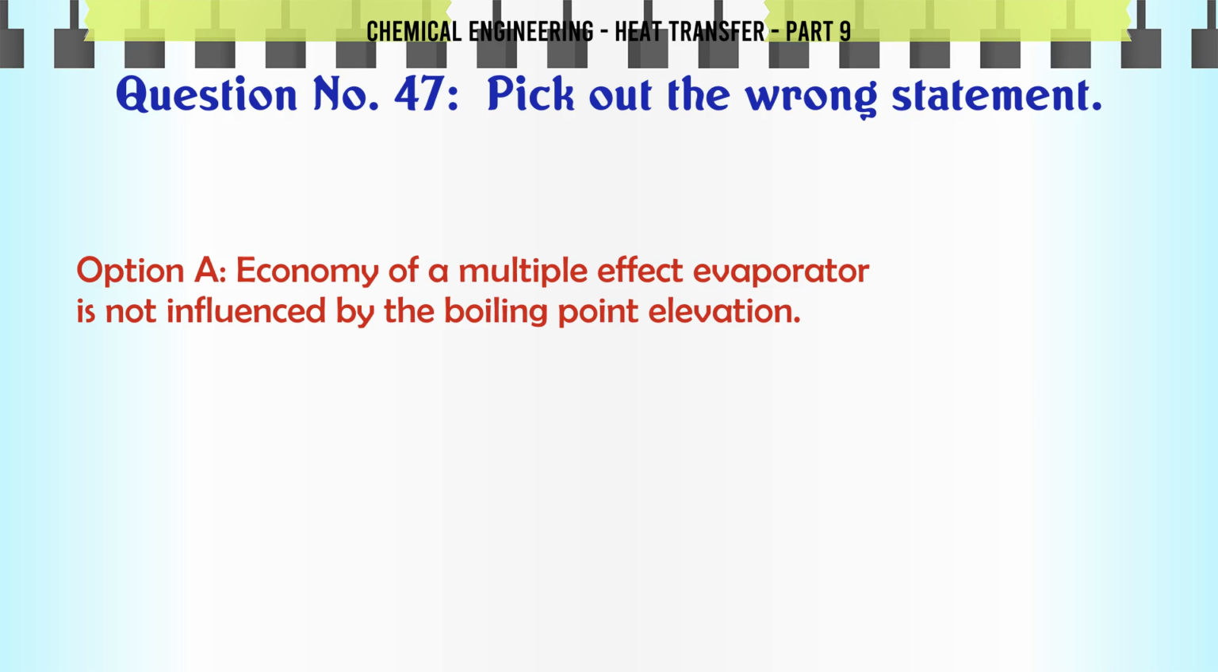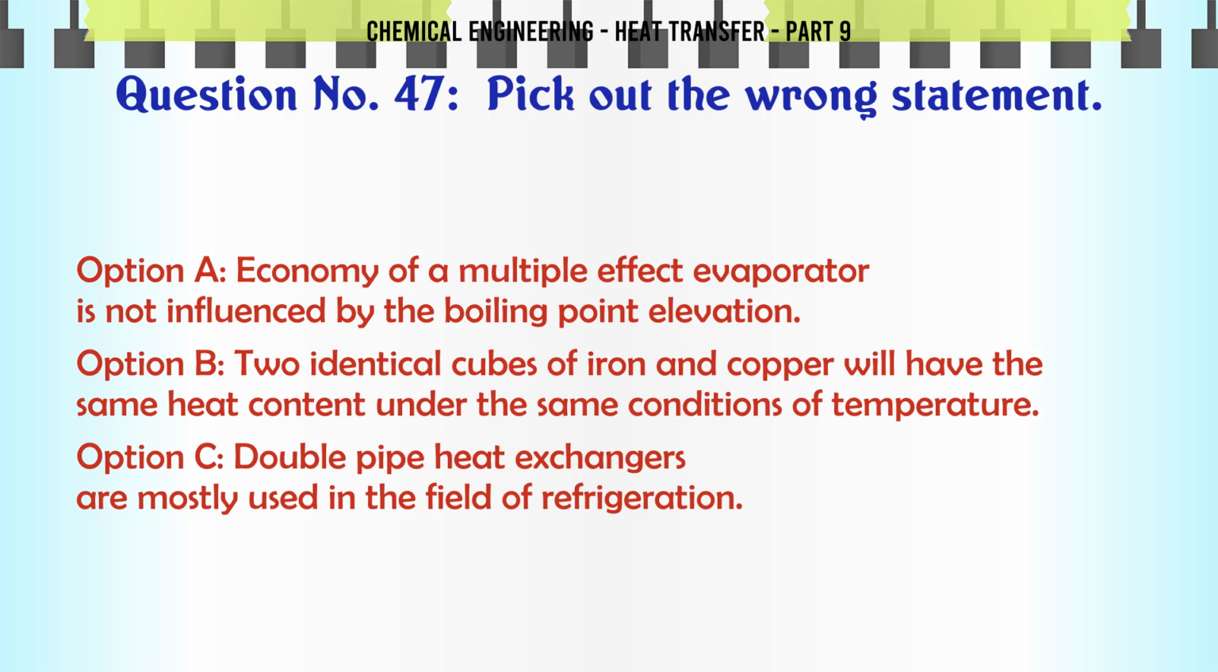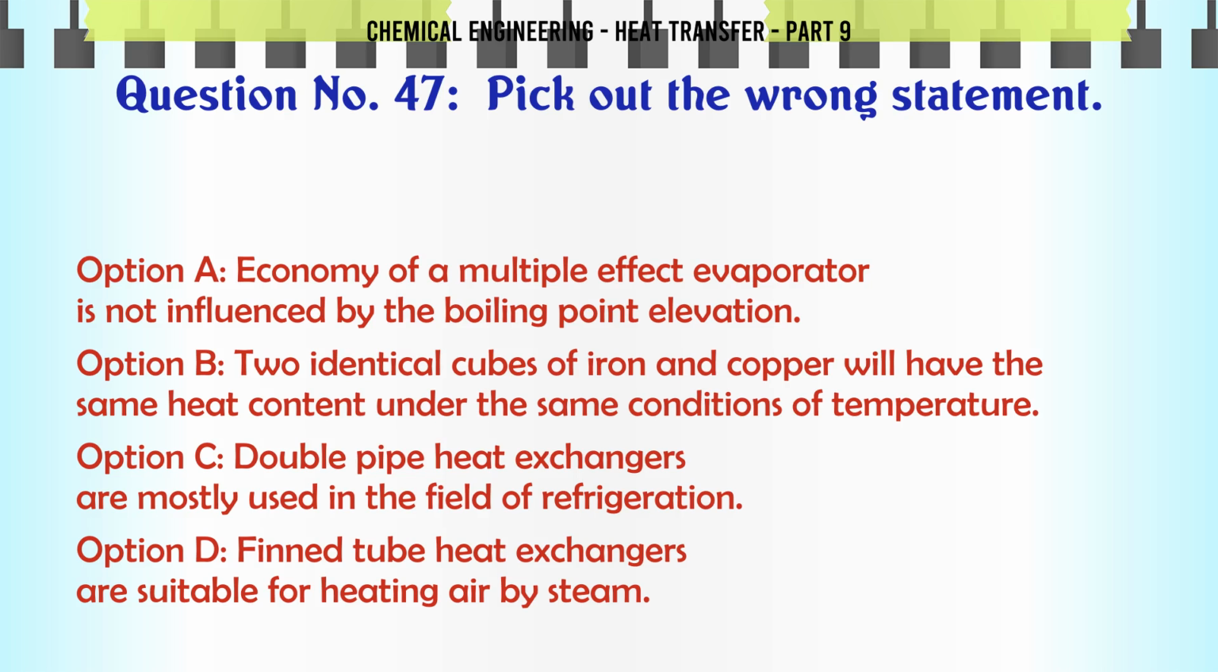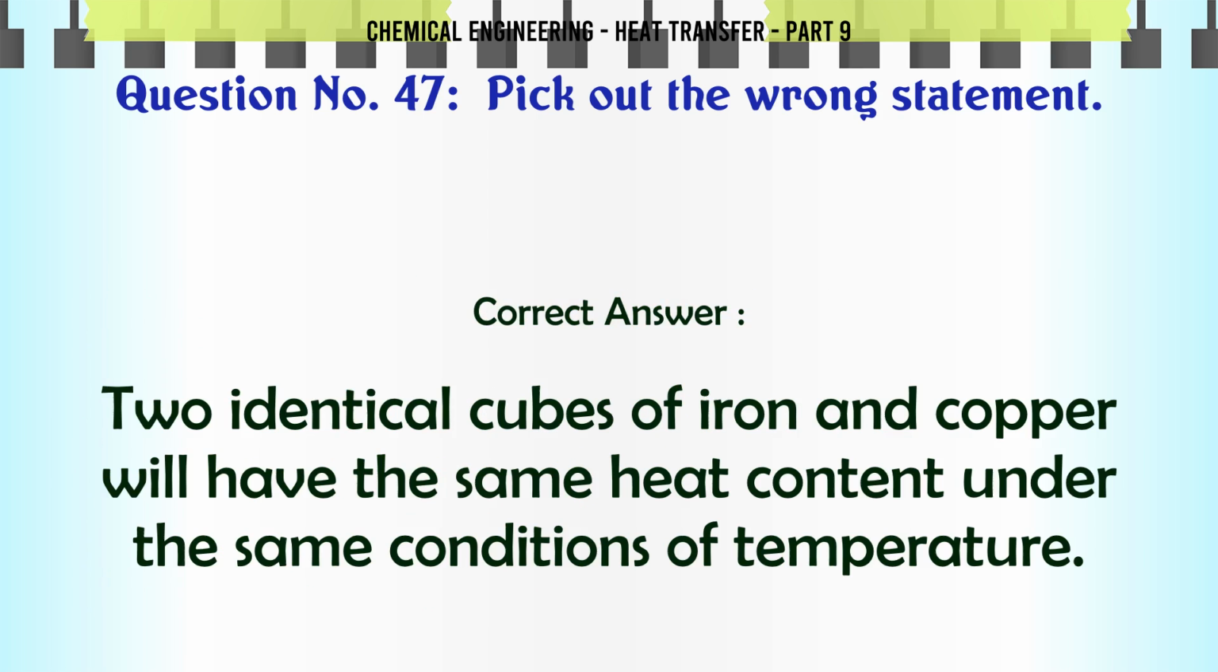Pick out the wrong statement. A. Economy of a multiple effect evaporator is not influenced by the boiling point elevation. B. Two identical cubes of iron and copper will have the same heat content under the same conditions of temperature. C. Double pipe heat exchangers are mostly used in the field of refrigeration. D. Finned tube heat exchangers are suitable for heating air by steam. The correct answer is two identical cubes of iron and copper will have the same heat content under the same conditions of temperature.